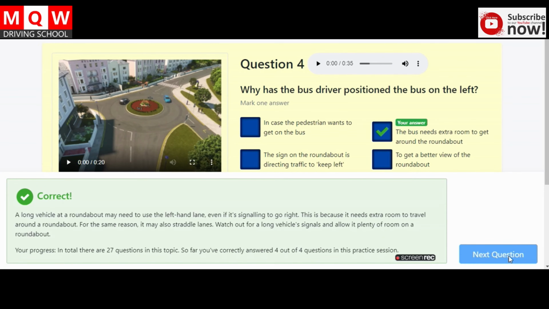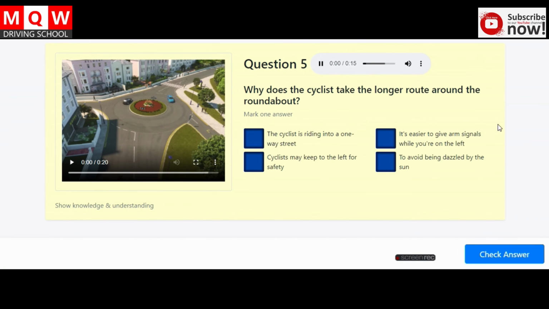Okay, same clip. Listen. Why does the cyclist take the longer route around the roundabout? The cyclist is riding into a one-way street. It's easier to give arm signals while you're on the left. Cyclists may keep to the left for safety. To avoid being dazzled by the sun.